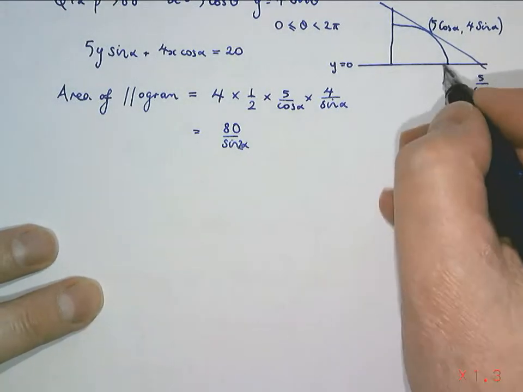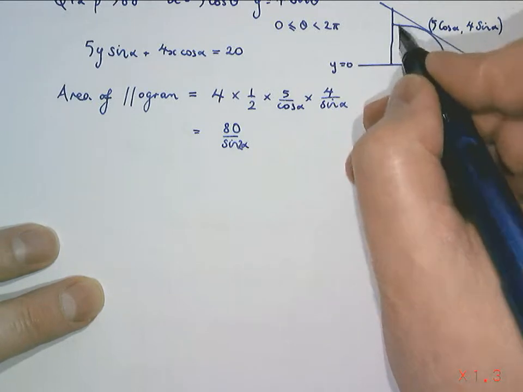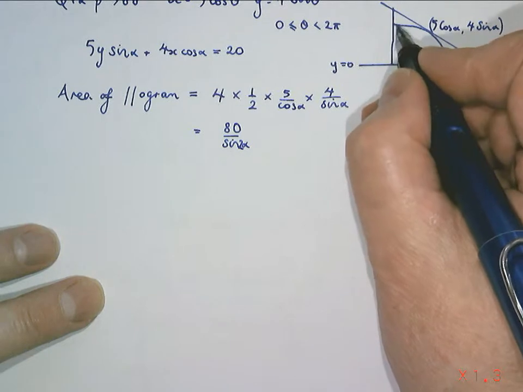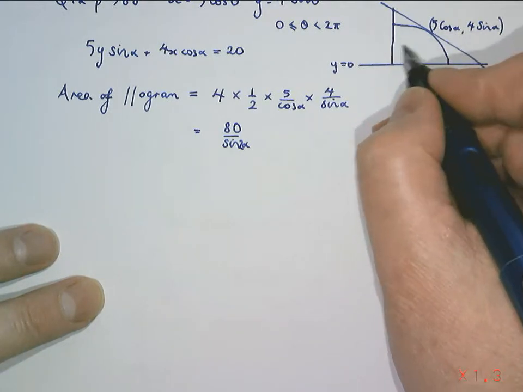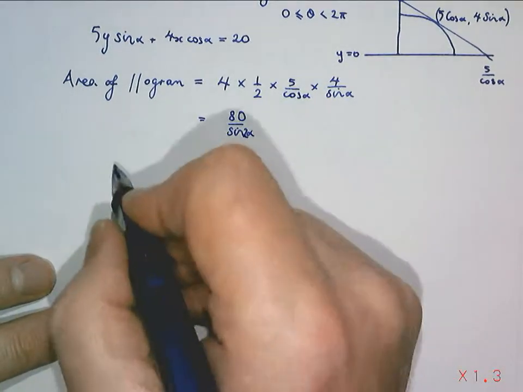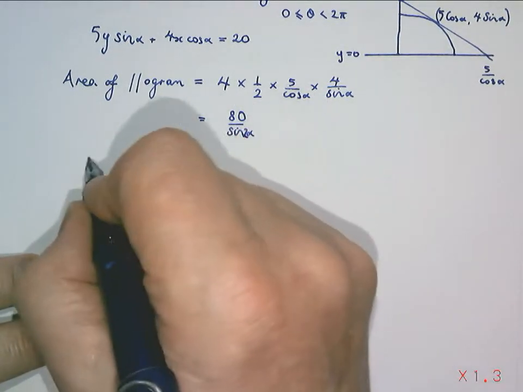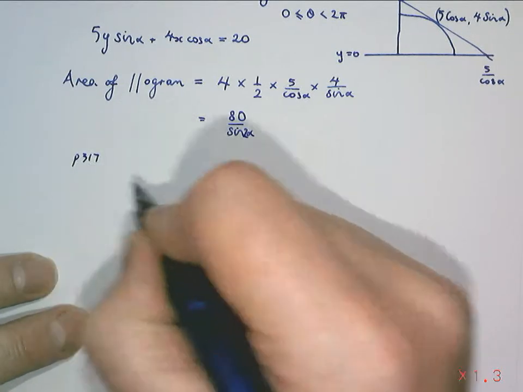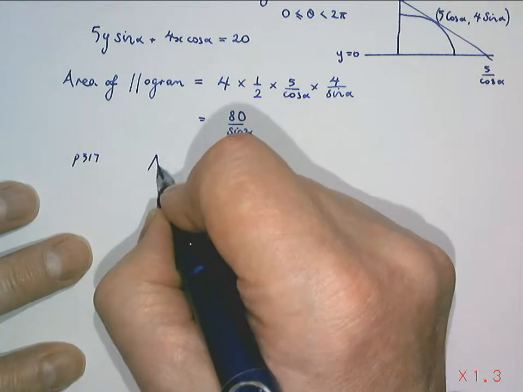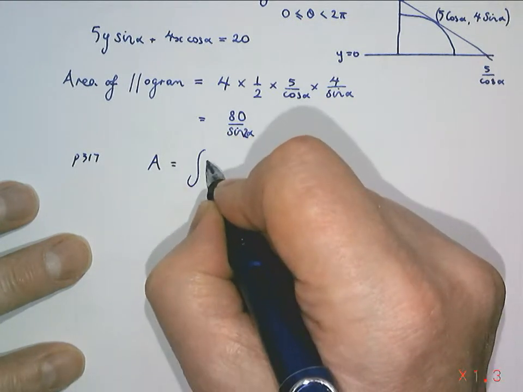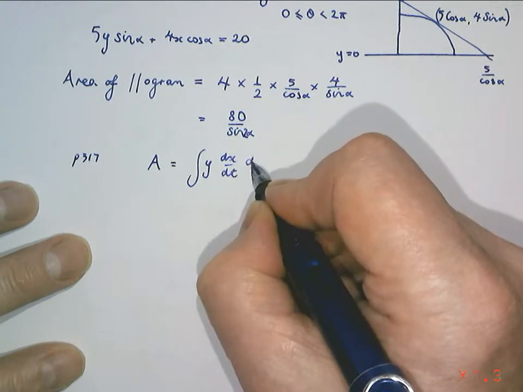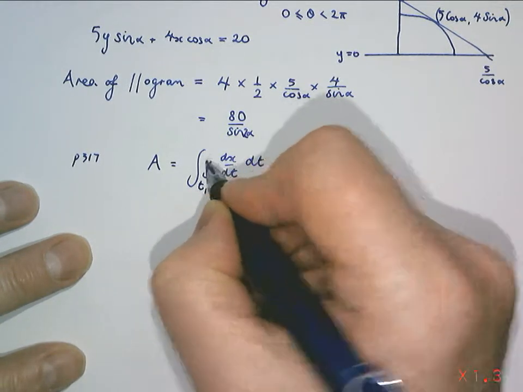Now, to find the area of the ellipse, once again we're going to work with a quarter, and it's going to turn out to be a negative consequence to the integral, but we're going to neglect that because areas can only be positive, as we'll see. So first of all, we're going to go for page 317, where we get the formula for the area under a curve when we're working parametrically, and it's given as A is equal to the integral of y dx by dt dt from t1 to t2.